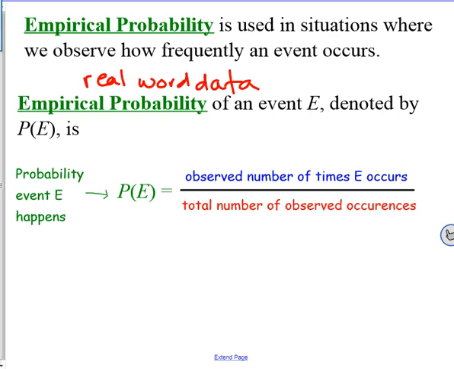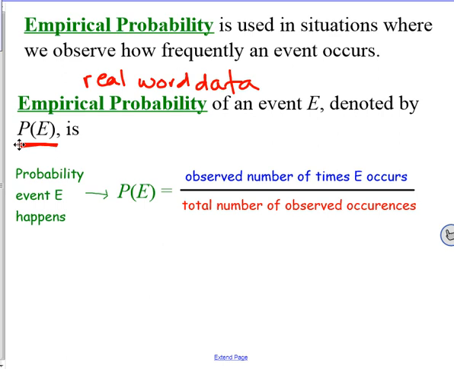And so how do we do that? Well, we have the empirical probability of an event E. We're going to use this notation right here. Probability of event E is the observed number of times that E occurs divided by the total number of observed occurrences. I think you're mostly familiar with probability. This shouldn't be a super new idea.